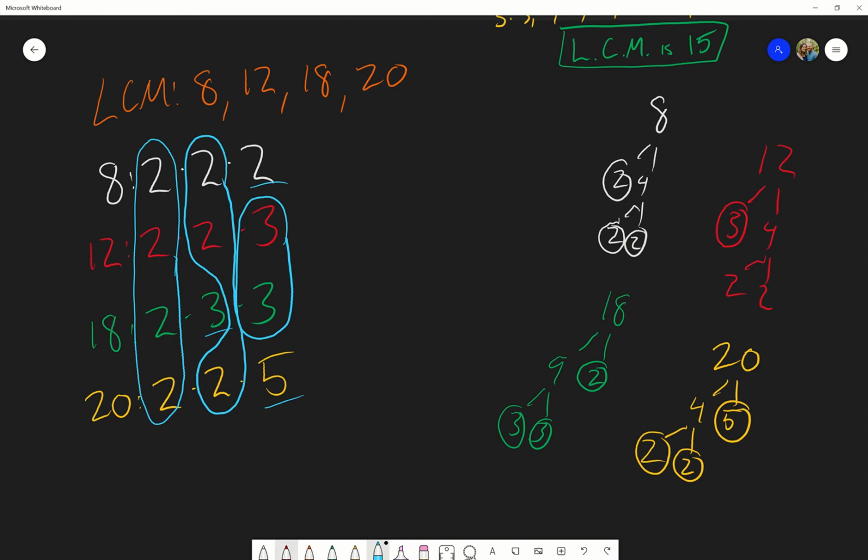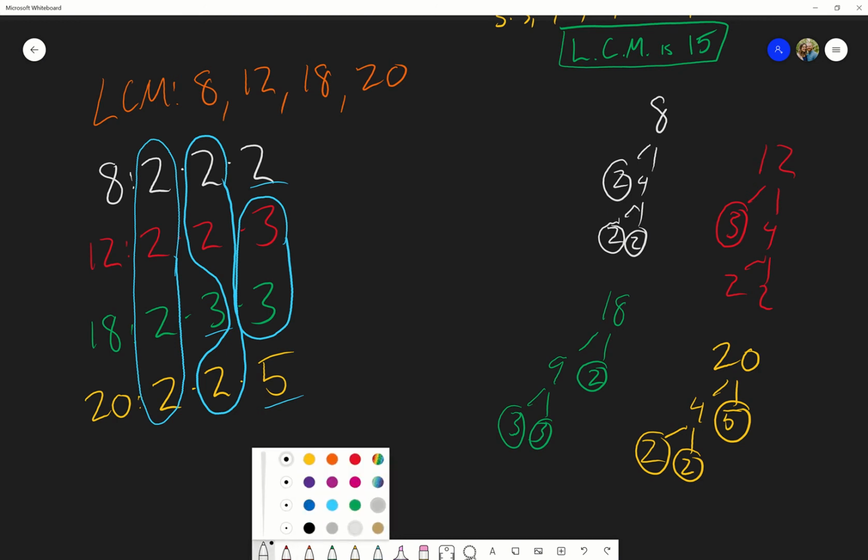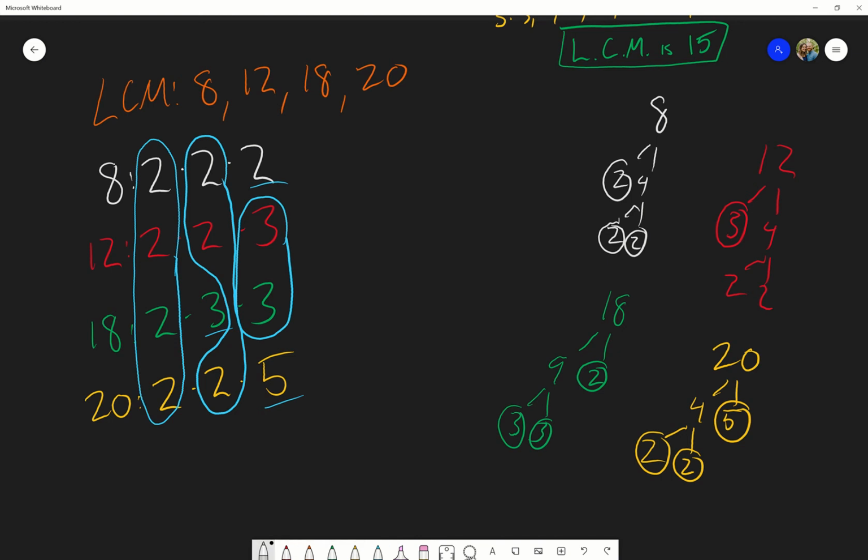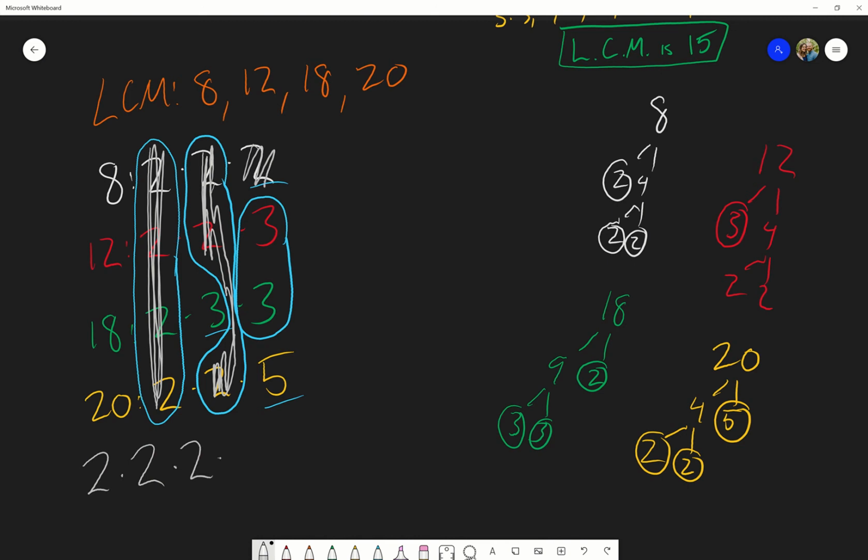All right, now I'm going to take this and start multiplying out. So all of my 2's here become a 2. All of these 2's here that are in a group become another 2. This 2 becomes another 2. I've got a group of 3's to give me 1 3. I've got another 3 to give me a 3. And I've got a 5 to give me a 5.